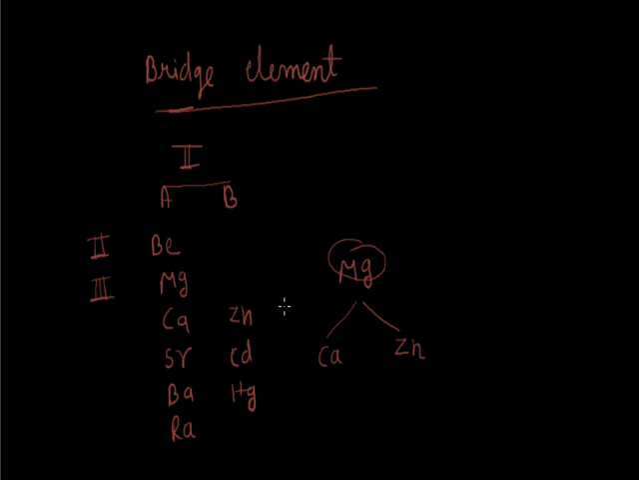So in the Mendeleev periodic table, an element which belongs to the third period is termed a bridge element. And in the bridge element, like Mg, its properties show similarities with the alkaline earth metal, that is calcium, and the zinc metal, that is Zn.